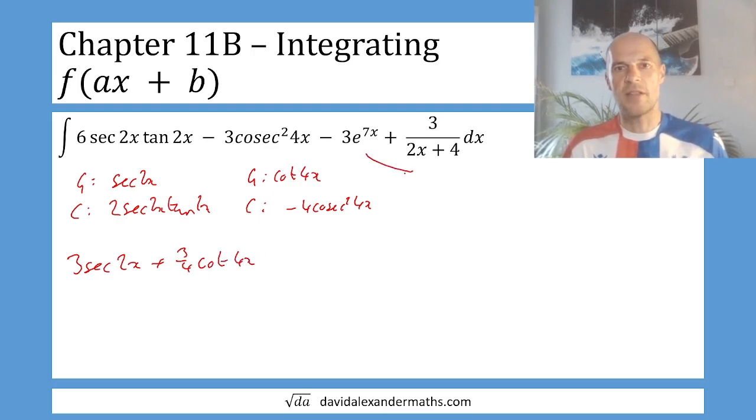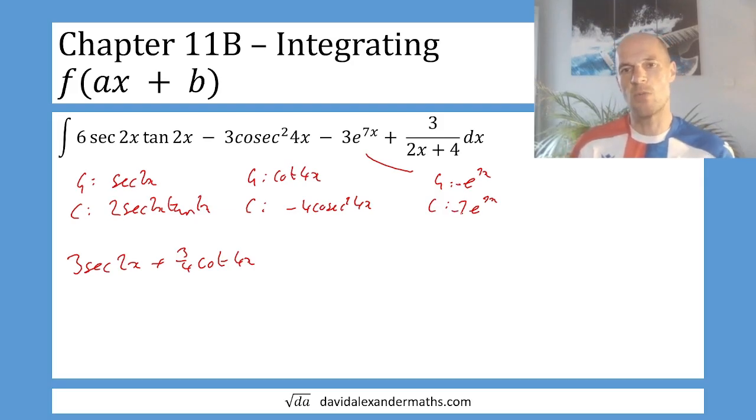So for the minus 3e to the 7x, my guess will be e to the 7x, and when I check, that will be 7e to the 7x. First of all, I need a negative number, so by making that negative, that will be negative. And I don't want minus 7, I want minus 3. So what do I need to do to turn that 7 into a 3? I want 3/7 of that, so it's going to be minus 3/7 e to the power of 7x.